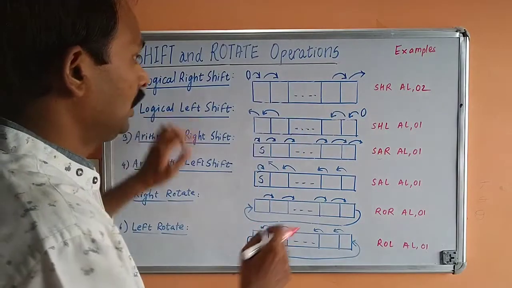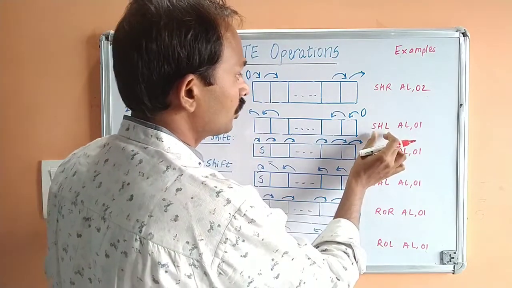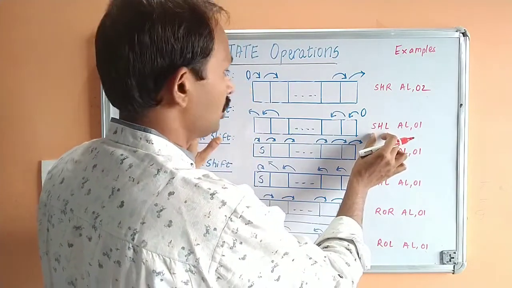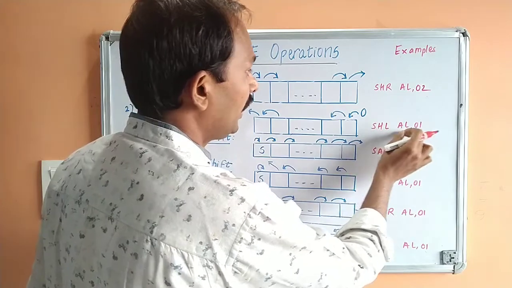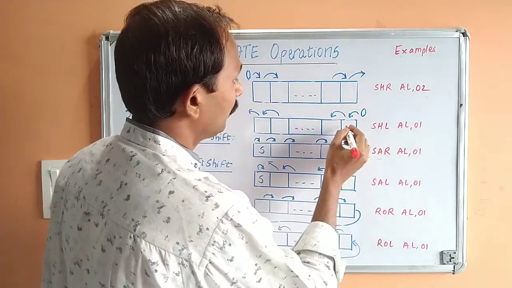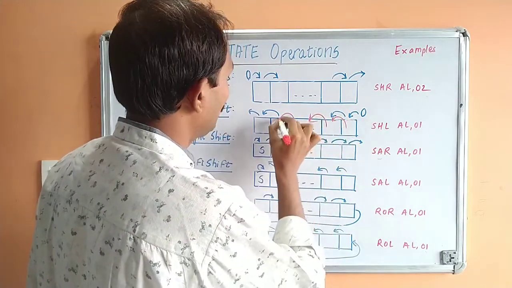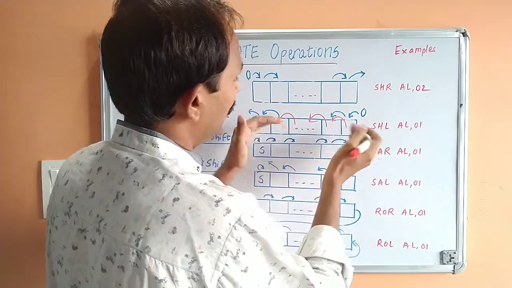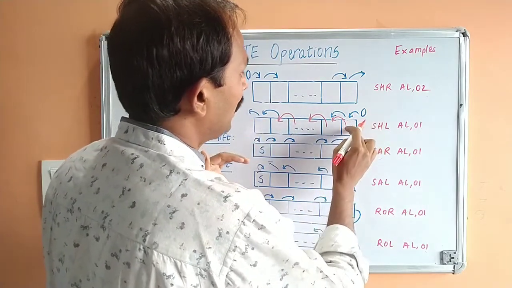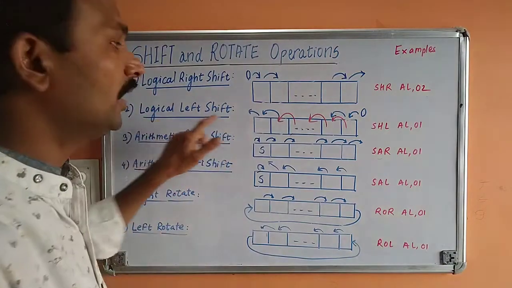Logical left shift. Here the stream of bits is given. The instruction for logical left shift is SHL AL by 01 bit. So what we are doing is shifting the bits present here to the left-hand side by 1 bit, and we are appending 0 over here. This is what happens in the logical left shift.